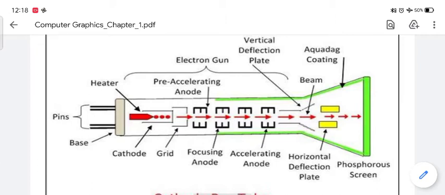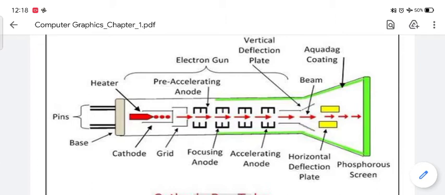And then what does it do? It has two things, horizontal and vertical. So we have two directions, two sides, one is horizontal and the other one is vertical. So electrostatic focusing is commonly used in televisions or in computer graphics.